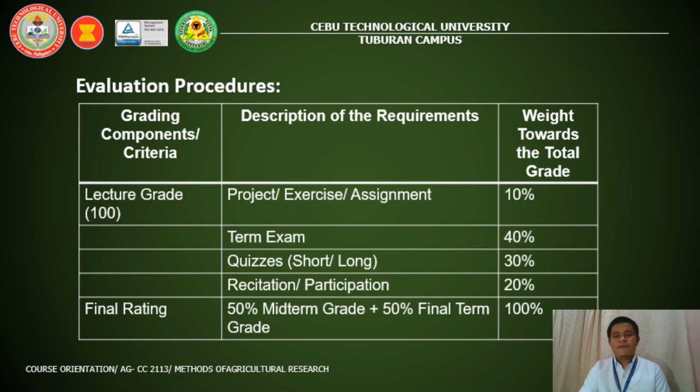So in this subject, you will be evaluated in this way. This is just a lecture subject, no laboratory component. So your lecture grade will be composed of 10% projects, exercises and assignments. Your term exam will be 40%. Your quizzes will be 30%. Your recitation and participation is 20%. And your final grade will be composed of 50% of your midterm grade and 50% of your final term grade. That will be your final rating.